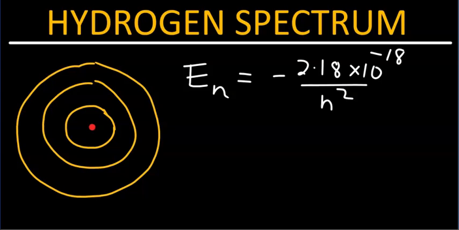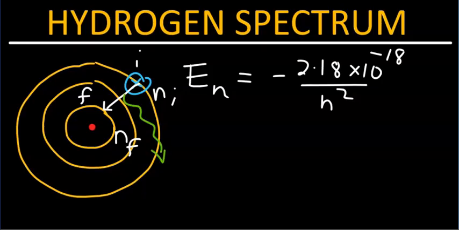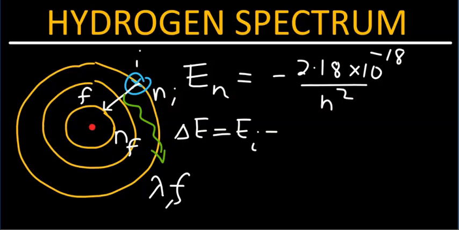Let's assume initially an electron is here. So that is the initial orbit, or the nth orbit. Then let's assume it makes a transition to that orbit. So that is the final orbit, and let's call it the nth orbit. In this process, energy will be radiated, and this radiation would have a certain wavelength and frequency. The energy radiated equals the energy in the initial state minus the energy in the final state.